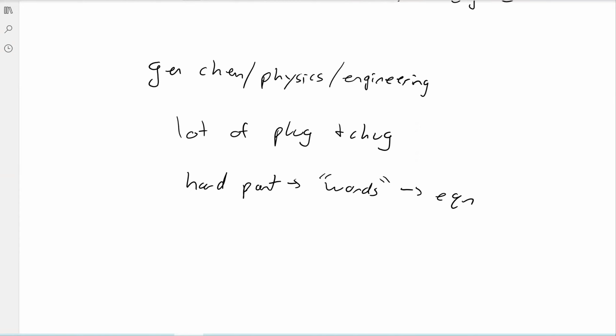Solving equations, we can have a computer do that for us. Going from words to an equation, most computers cannot do that. And unfortunately, there's only one solution, and that's to practice, right? The more you practice, the more you get familiar with using the equations, the better you'll understand them, and then the easier these problems will become.